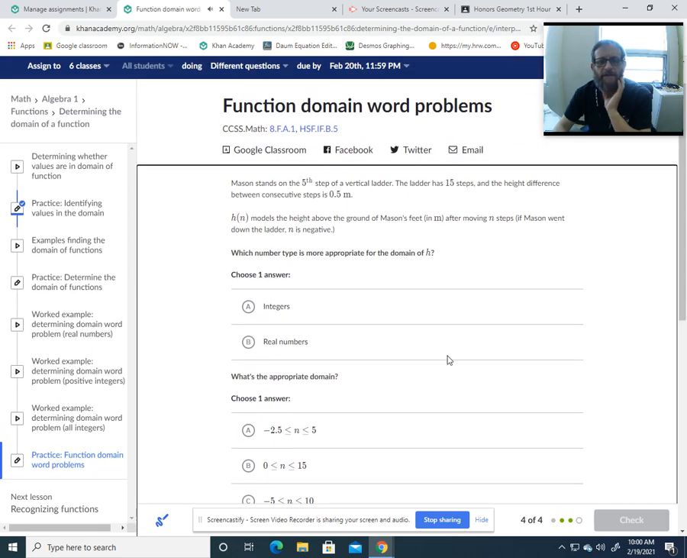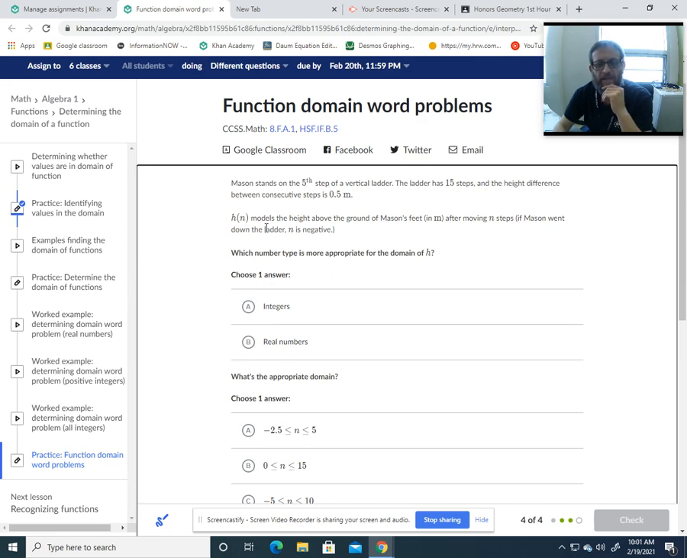All right, last one. Mason stands on the 5th step of a vertical ladder. The ladder has 15 steps, and the height difference between consecutive steps is 0.5 meters. HN models the height above the ground of Mason's feet in meters, after moving n steps. If Mason went down the ladder, n is negative. What type of numbers represent the domain?